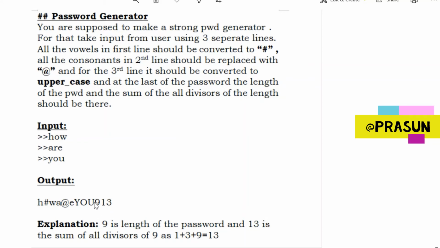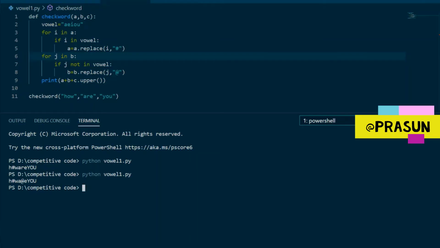Now the rest of the task is this: to print the length of the password and to print the sum of all the divisors of that length. Okay, so how to calculate the length of any string in Python? There is a function that is called len. We will use that.